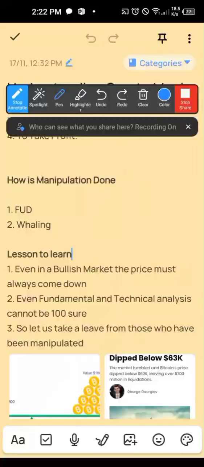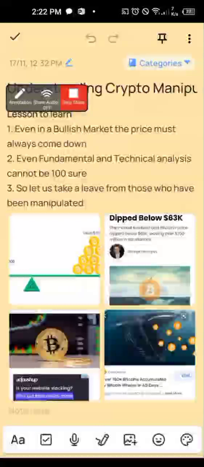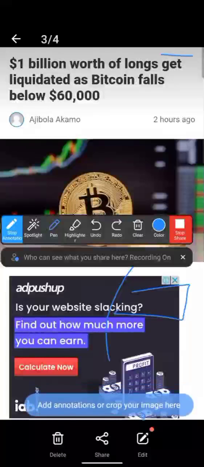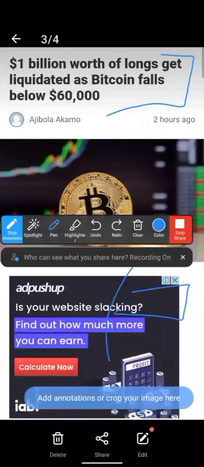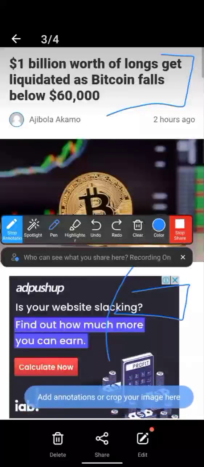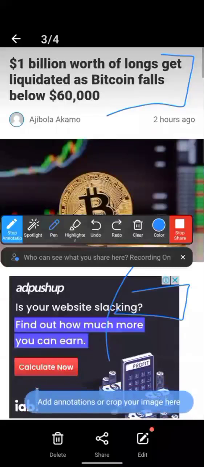Another thing you need to know is this: fundamental and technical analysis cannot give you 100% accuracy. Let's look at these guys. See these guys. Okay. This 1 million or 1 billion worth of assets for the longs that got liquidated. Do you want to tell me that all of them are new and novices? People who started trading, who don't have any idea of technical analysis and fundamental analysis? Of course they are not. These are people who are professional traders.